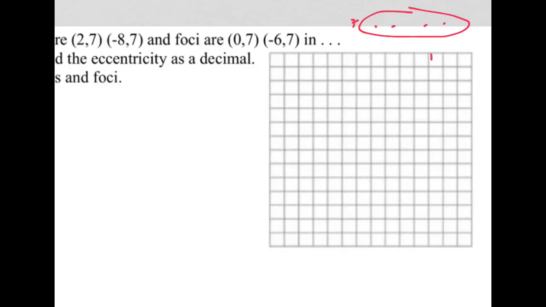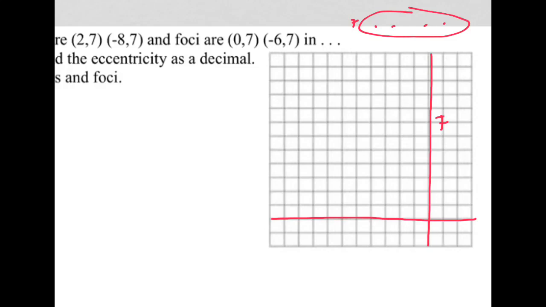I'm going to draw a vertical axis right here going down, and then I am going to draw a horizontal axis. Let's go, how about right down here? So let's plot these points. A y value of 7 is 1, 2, 3, 4, 5, 6, 7. There we go. There is our y value of 7.